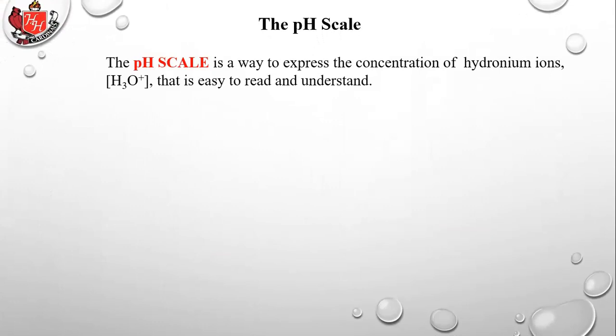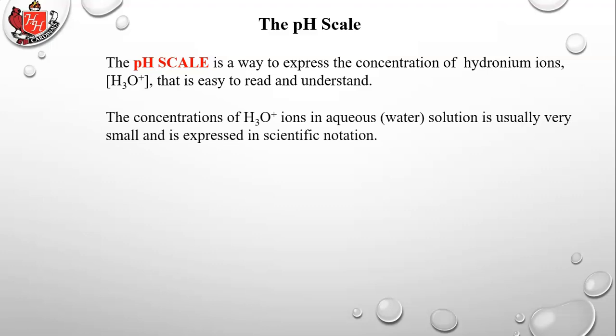So the pH scale is a way to express the concentration of hydronium ions. And remember, those are written as H3O plus or H plus, and it provides us a scale that's easy to read and understand. The concentrations of H3O plus ions in aqueous water solution is usually very small and is expressed in scientific notation.